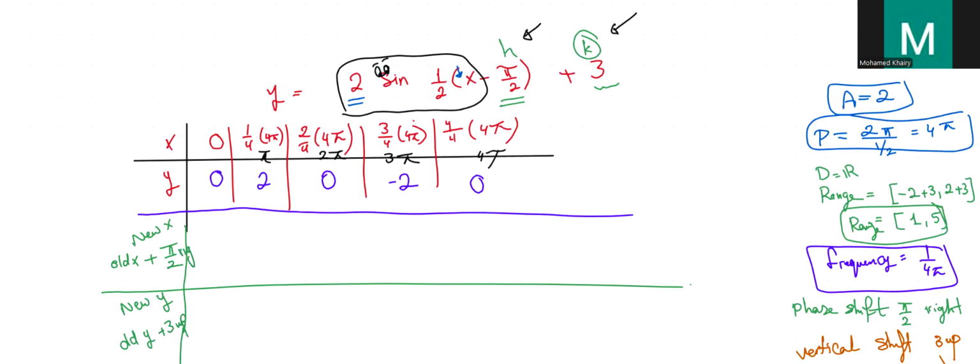And here this is right. Okay, now we are going to just write down here what do I have? So old x: 0, pi, 2 pi, 3 pi, 4 pi.